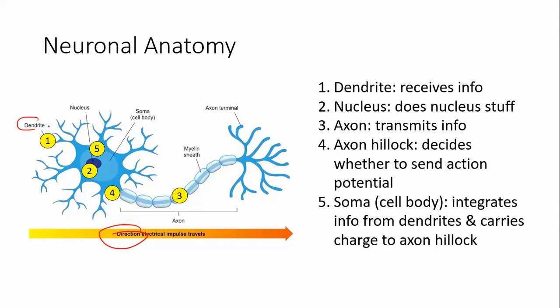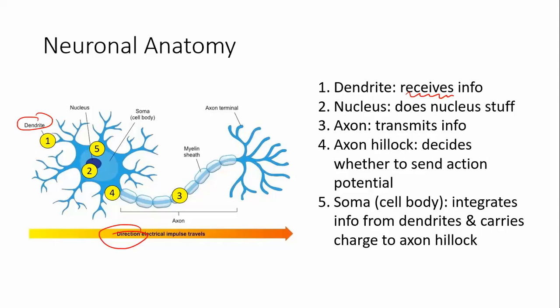Information comes in through these structures called dendrites. They're these branching structures. Dendro means tree, because they look like the branches of a tree. A neuron can have a few of these or it can have hundreds of these, and they can branch off to be able to connect to multiple other neurons. This is what receives information.